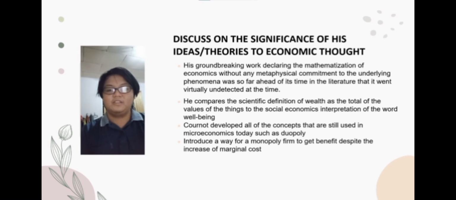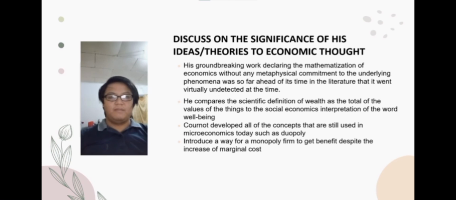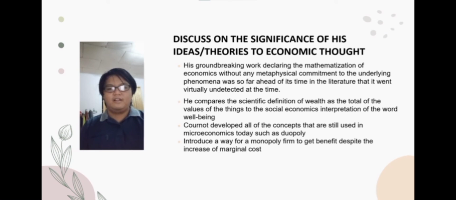While he acknowledged that the value of a quantity of money to an individual is determined by his wealth, he does not believe it is feasible to quantify utility and create a functional link between the utility of a sum of money and wealth. He compared the scientific definition of wealth as the total value of things to the social economic interpretation of the word well-being.